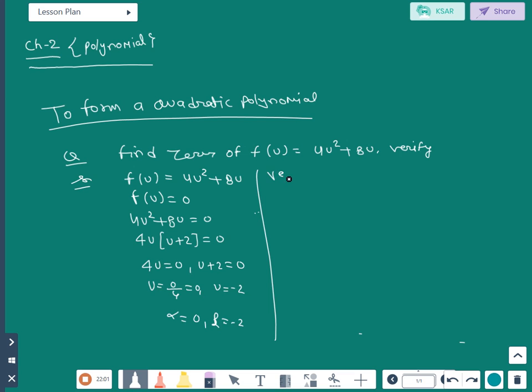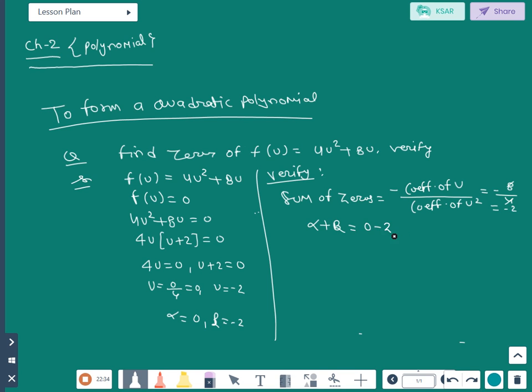So the verification process: we will find out the sum of zeros using the formula. So sum of zeros क्या होता है, minus coefficient of u divided by coefficient of u square. So minus, what is the coefficient of u? 8 divided by 4, what will come? Minus 2. Method से calculate करो alpha plus beta. What is the value of alpha? 0 minus 2, that will come. What values will come, same or not?